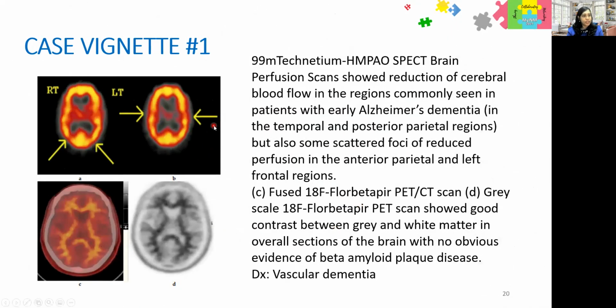Yes, this patient had reduced perfusion in the regions that were typical for Alzheimer's disease, at the temporal and parietal regions, with some scattered foci of reduced perfusion in the anterior parietal region. There was also some left anterior frontal region hypoperfusion. But the PET amyloid imaging did not detect any significant amyloid deposition with good gray-white matter contrast. Therefore, with no obvious evidence of beta amyloid plaque disease in this patient, a diagnosis of vascular dementia was made.